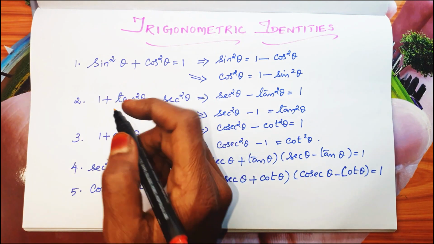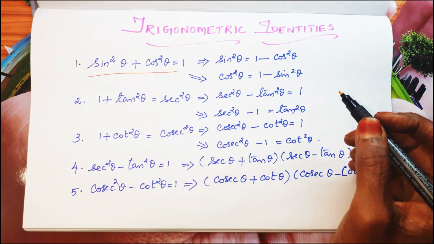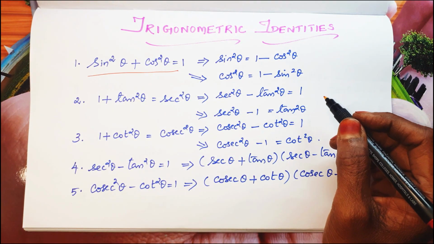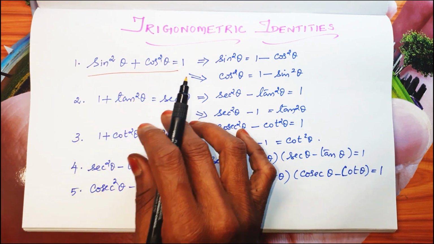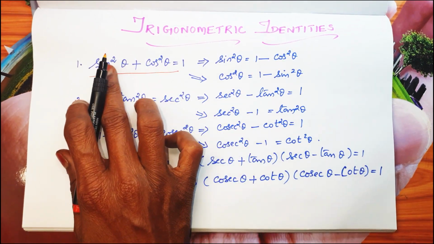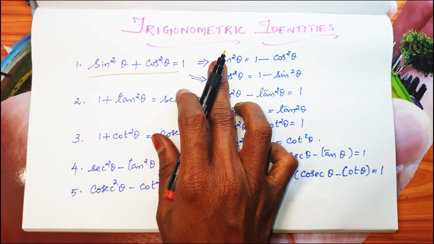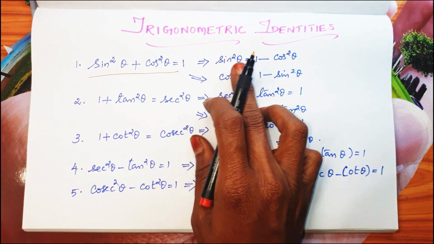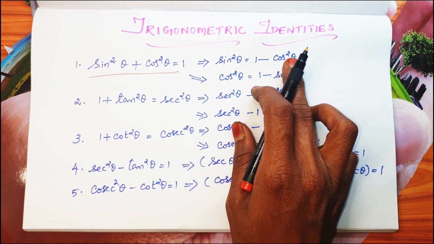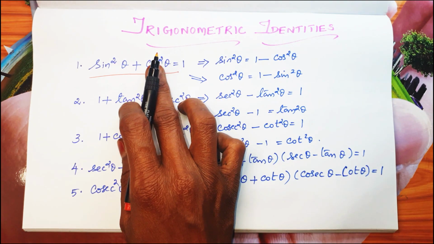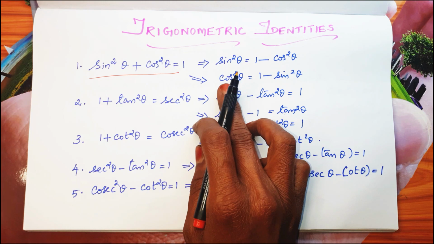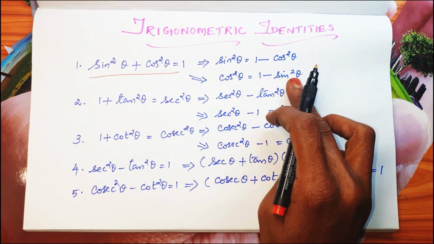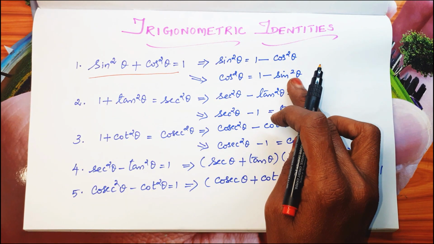This is the very basic formula: sin squared theta plus cos squared theta is equal to 1. And from that we can reduce. When we take cos squared to the other side, sin squared is equal to 1 minus cos squared, or we can keep cos squared in the left side and take the sin value to the other side: cos squared is equal to 1 minus sin squared, okay?